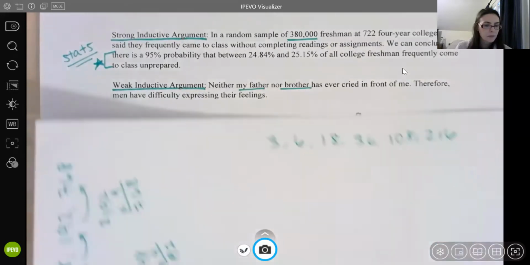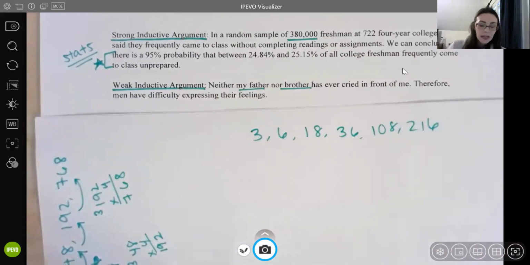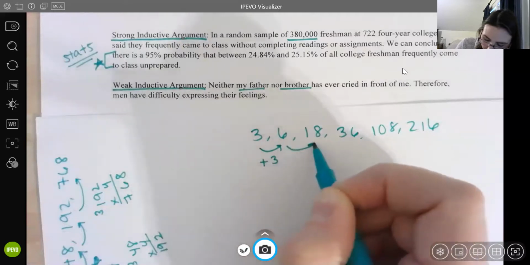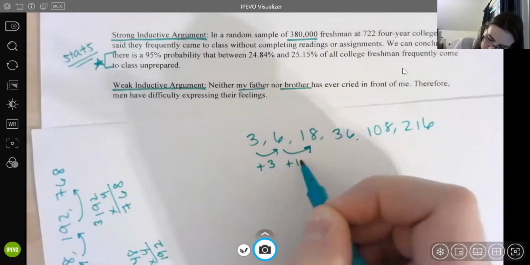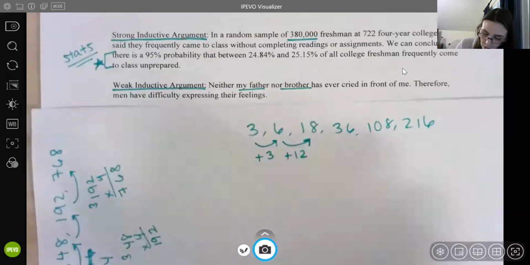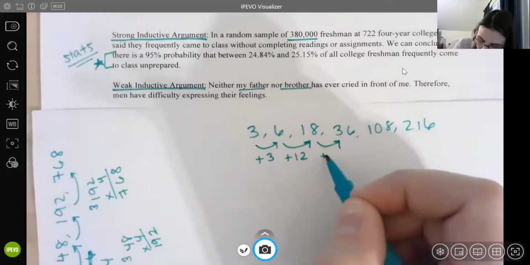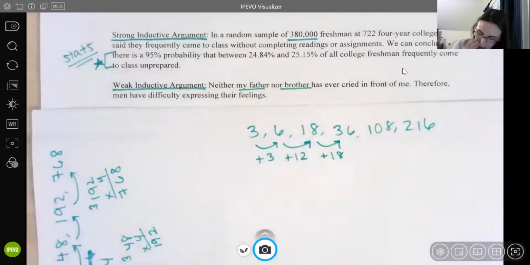Okay. So again, let's see if we can find a pattern here. So here I see +3. And let's see, I see +12. And then I see +18. I don't know, am I seeing a real pattern here? I don't know, let's try something else.